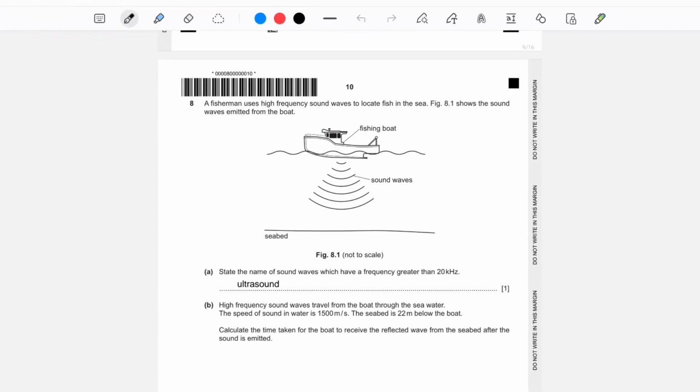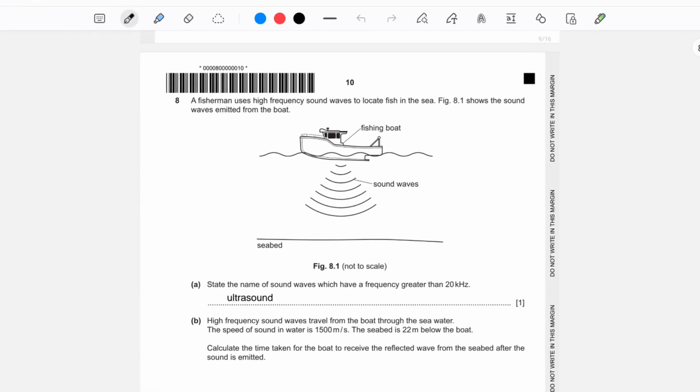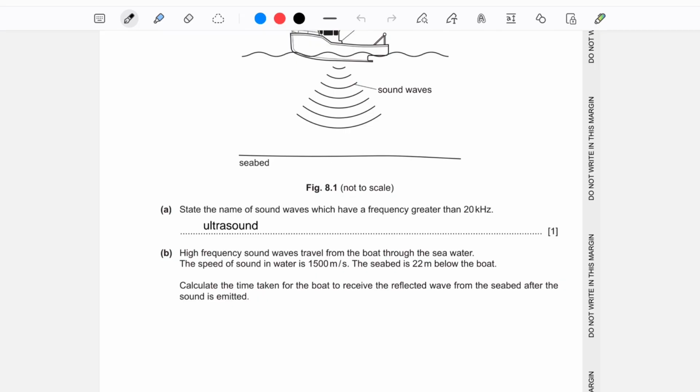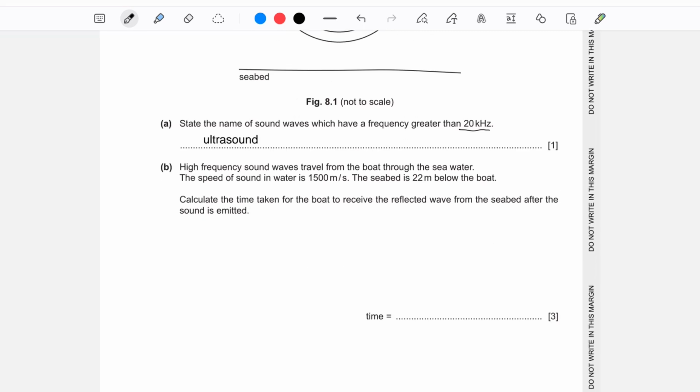Question 8. A fisherman uses a high frequency sound wave to locate fish in the sea. Figure 8.1 shows the sound waves emitted from the boat. State the name of the sound wave with a frequency greater than 20 kHz. Ultrasound.